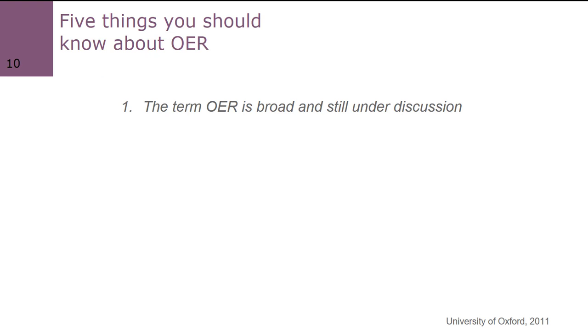Five things to know about OER: the term is still broad and still under discussion. The most important aspect of OER is that resources are given an open license that allows duplication and some level of editing and repurposing of the material. For others, the most important factors center on the educational intent in the resource.